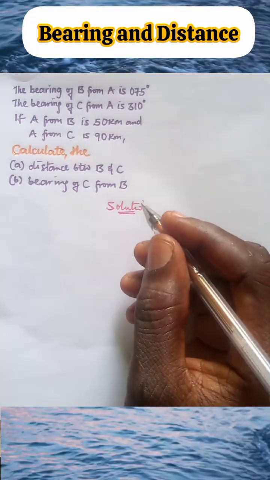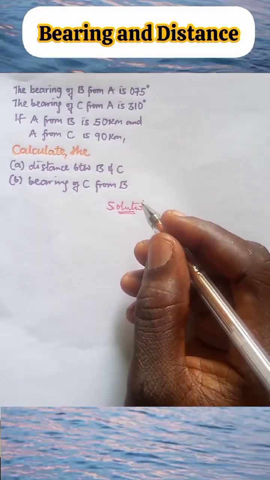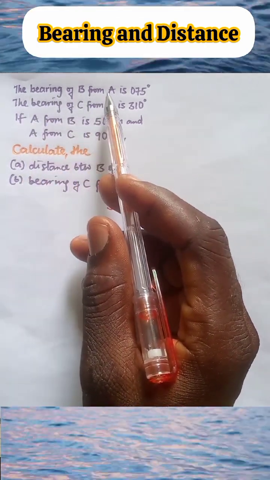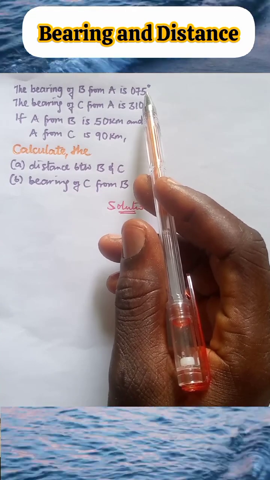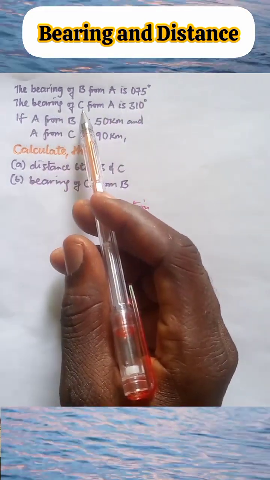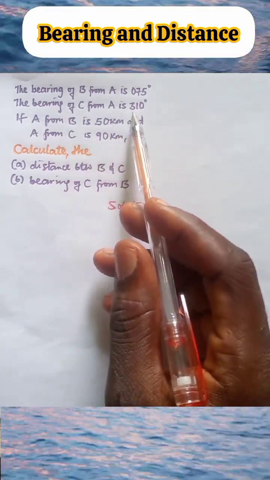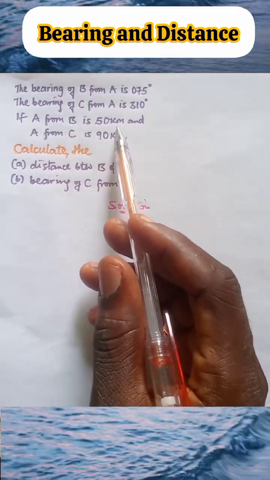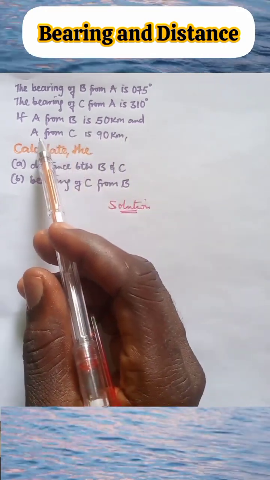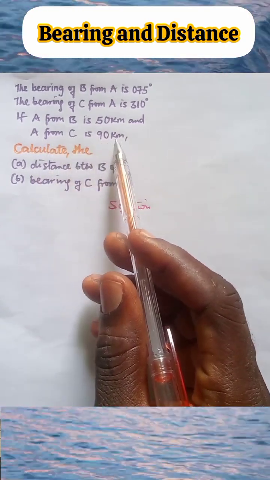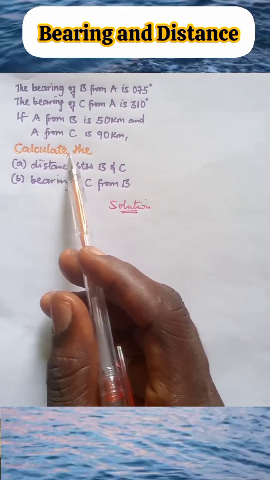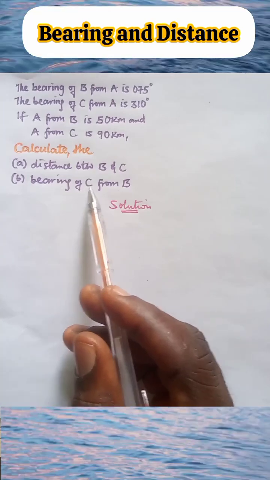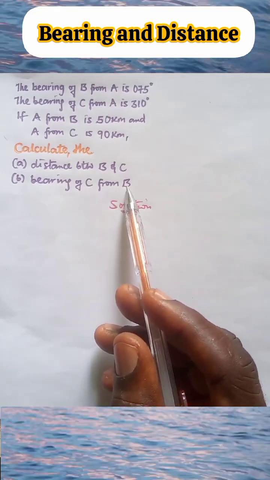We have a question here on bearing and distance. The bearing of B from A is 75 degrees. The bearing of C from A is 310 degrees. If A from B is 50 kilometers and A from C is 90 kilometers, calculate 1. The distance between B and C, and 2. The bearing of C from B.